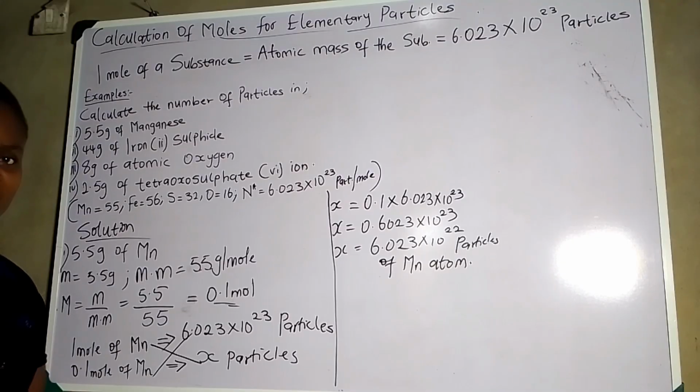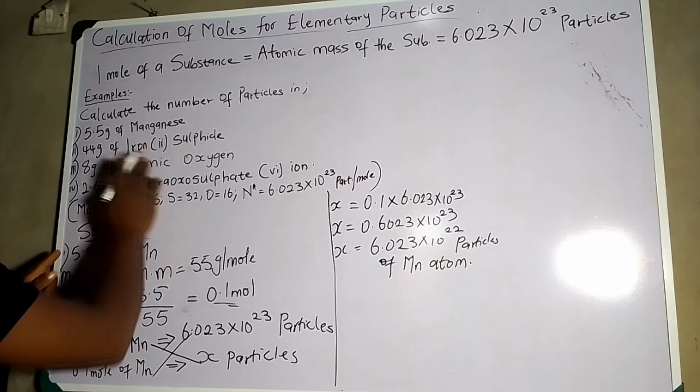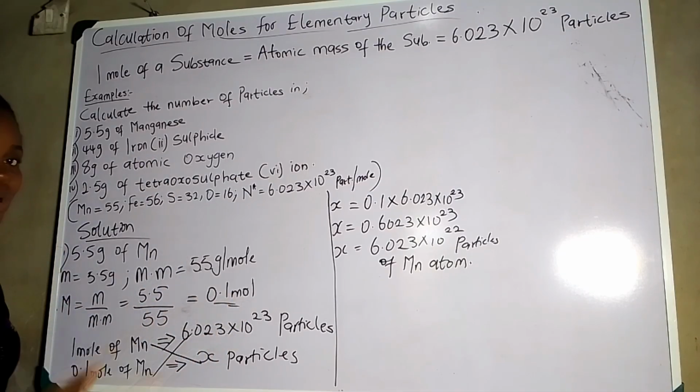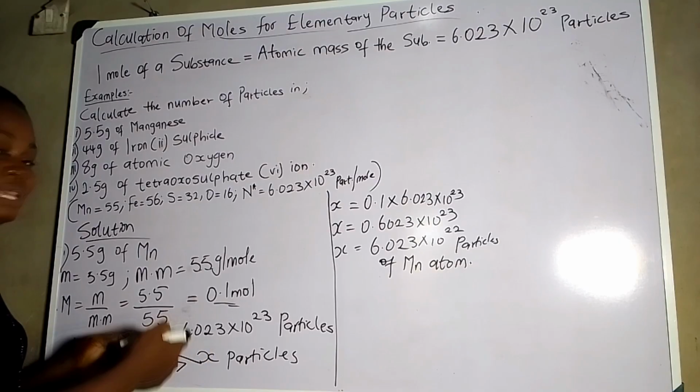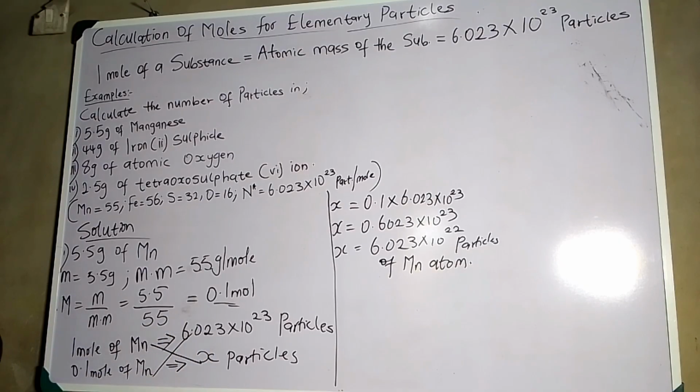Just navigate your ways, like I keep saying. 1 mole has this as a standard. Now, from what you have been given, you have gotten 0.1 mole. 0.1 mole is not equal to 6.023 exponent 23 particles. So how do we get it from this standard? This is just the relationship, and you can simply get your answer.